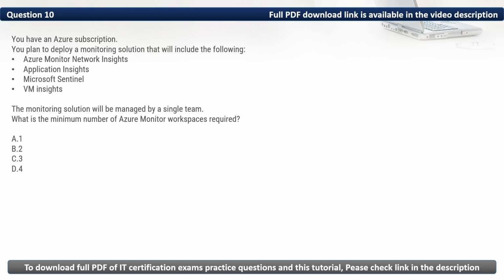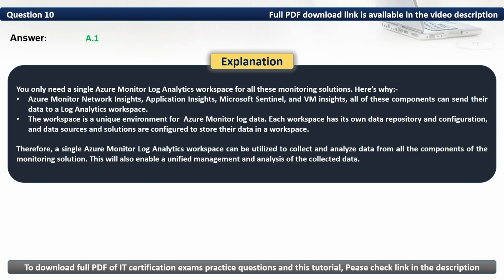Here in this question, we plan to deploy a monitoring solution that will include the given components, and the monitoring solution will be managed by a single team. As such, the minimum number of Azure Monitor workspaces required is 1. Thus, the correct option is A. You only need a single Azure Monitor Log Analytics workspace for all these monitoring solutions.